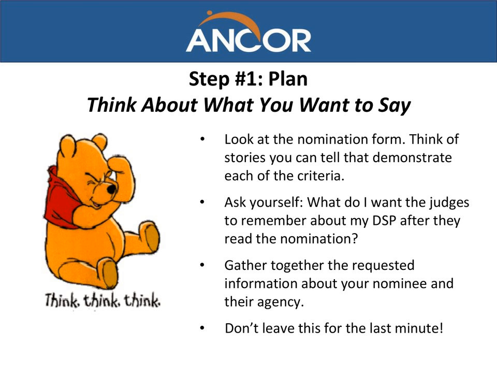So step 1 is to plan. Before you even start writing, you want to think about what you want to say. So look at the nomination form. Think of stories you can tell that demonstrate each of the criteria. Ask yourself, what do I want the judges to remember about my DSP after they've read the nomination? As the judges are sitting around a table talking about the nominations, what stories will they talk about?